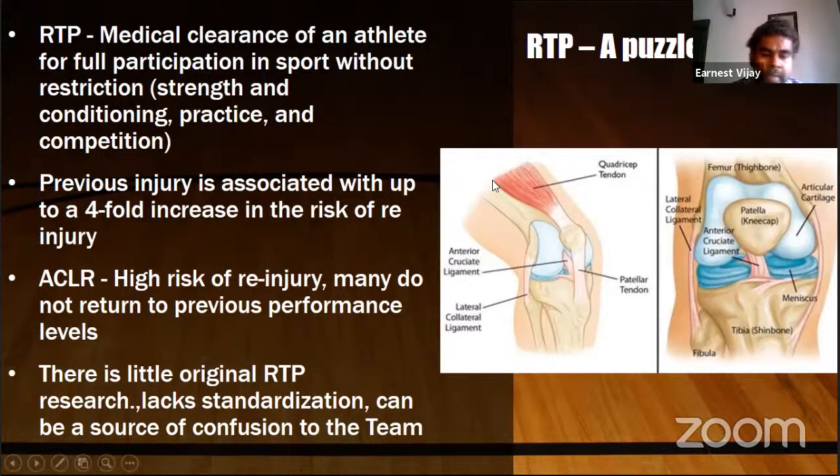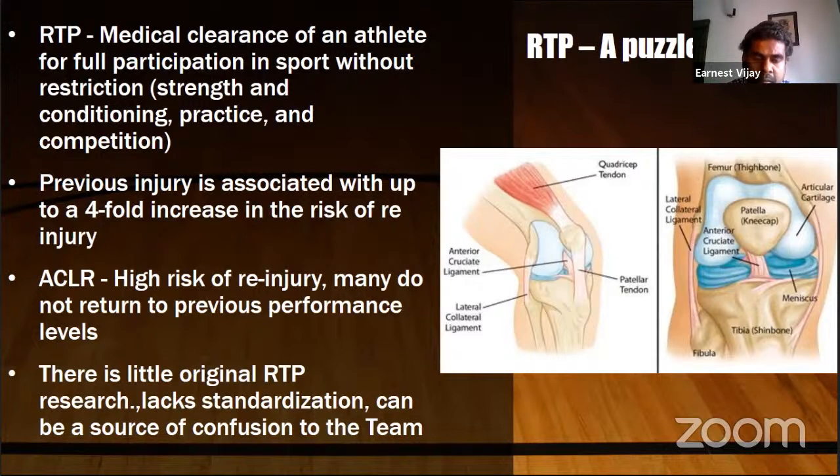Right, and as Dr. Alvaro pointed out, previous injury is associated with up to a fourfold increase in the risk of re-injury. What do we mean by that? Somebody with a previous history of ACL tear or meniscus tear, there is always a chance of re-injury going to happen, because the neuromuscular system is not going to be optimum even after several rehab, or even after a good rehab. So there's always a chance of re-injury.